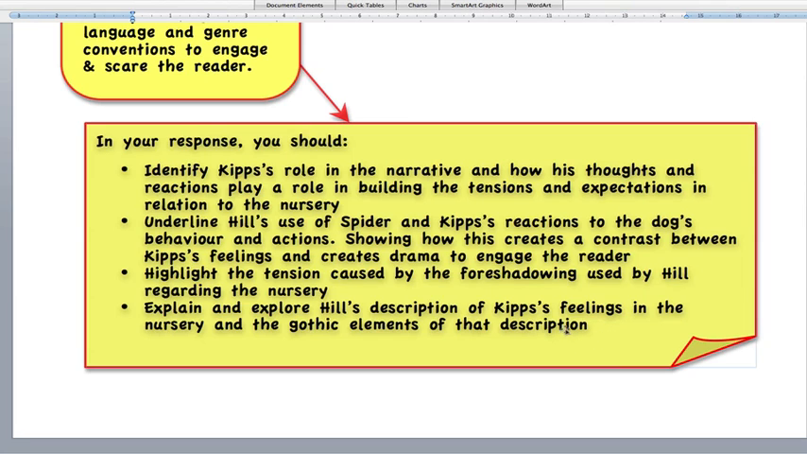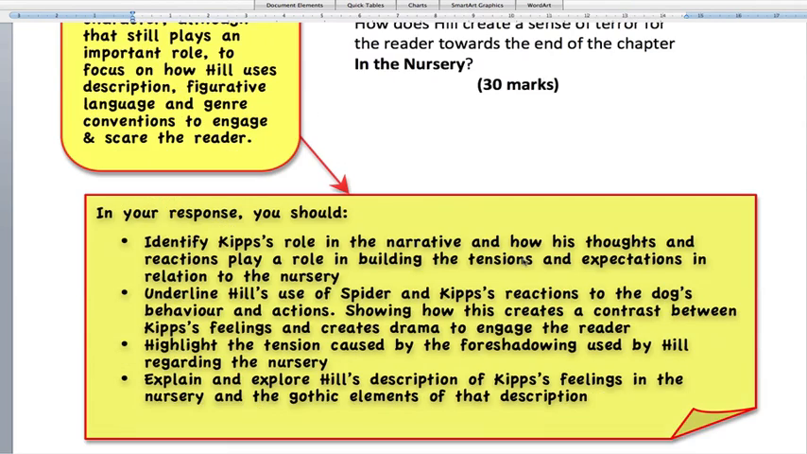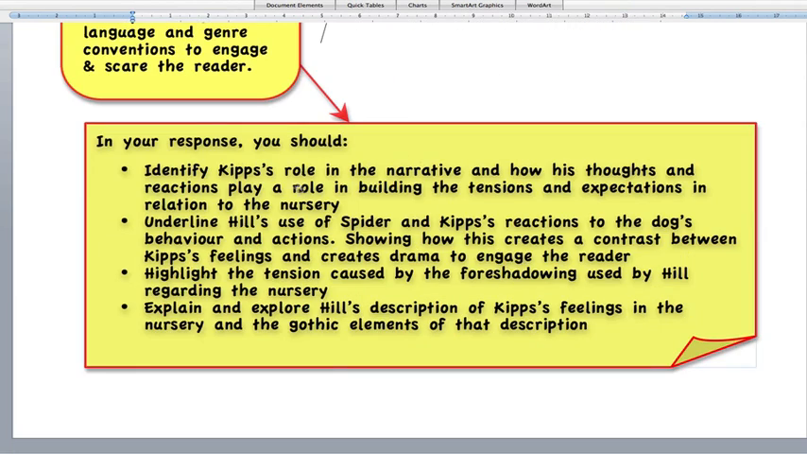There are different language features used to do this, but if you think about these 4 main areas of that part of the chapter, and the fact that Hill has built these up for the reader, creating tension and suspense, what will happen to Kipps, what will happen to Spider, what's behind the door, and so on. These are classic horror elements that Hill then uses to develop a feeling of fear and strangeness in the novel that will make the reader read on without being too scared to read on, and be interested to find out what happens to Kipps and his dog.